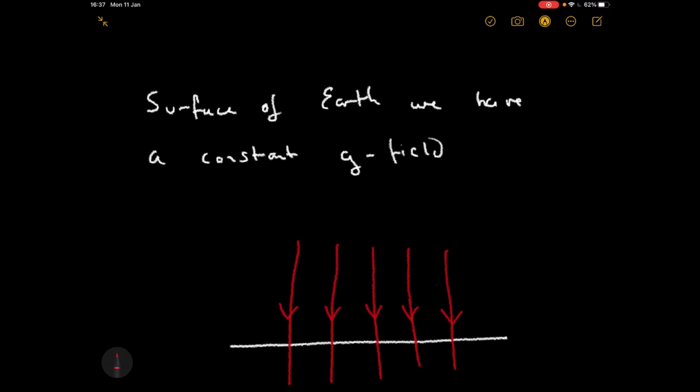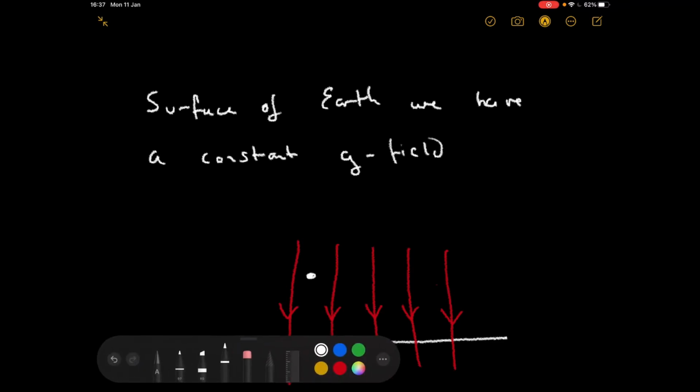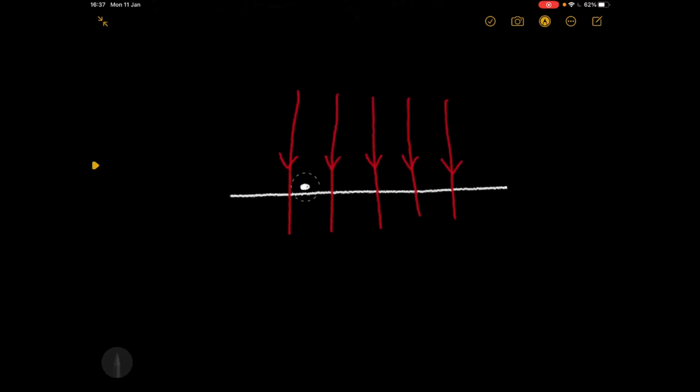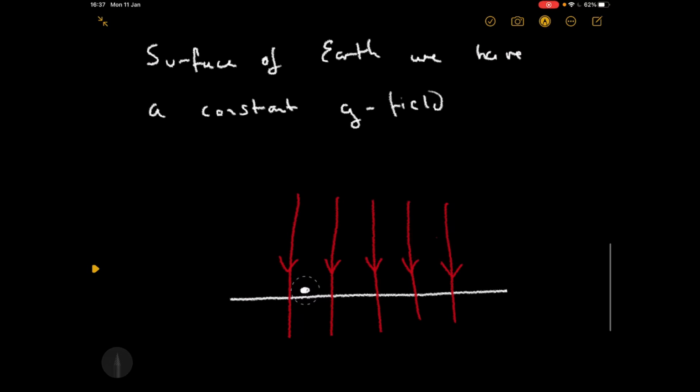So we can represent the strength of gravity, the gravitational field strength, by having gravitational field lines. They point downwards because fundamentally, hopefully you're aware, if you drop any object, it's just going to move downwards. So what we can show is we've got a gravitational field strength.